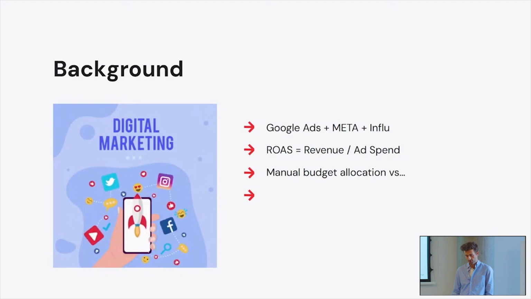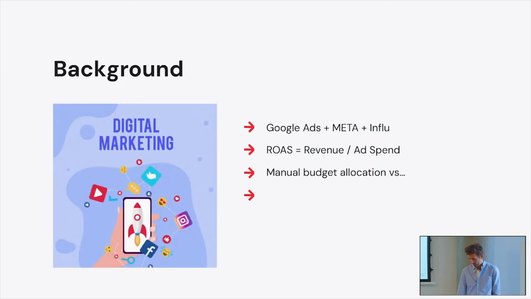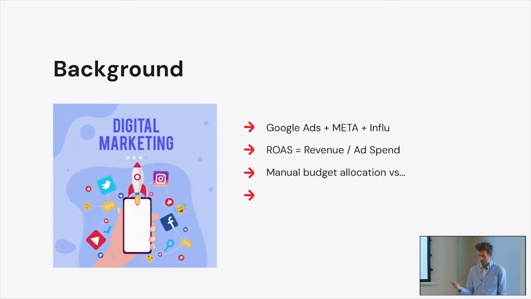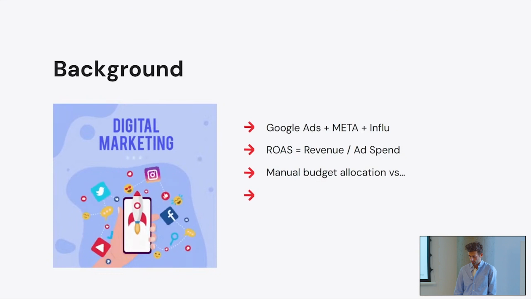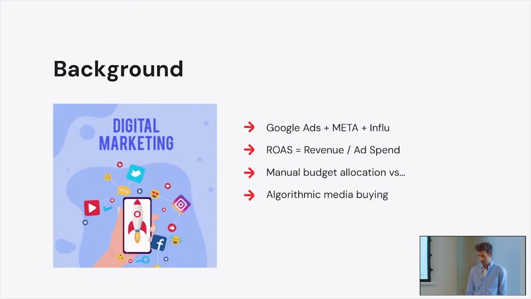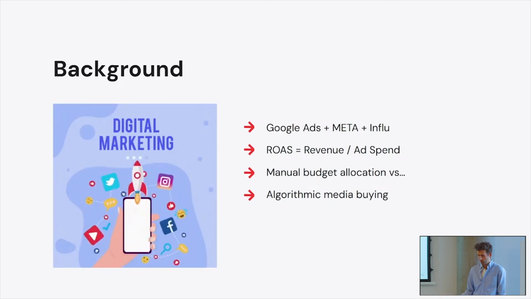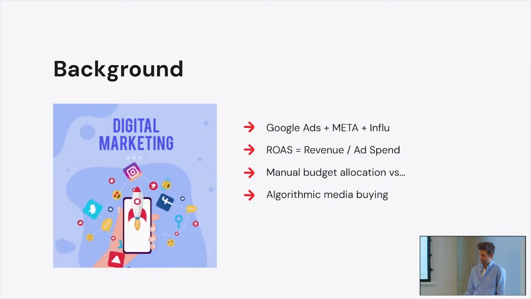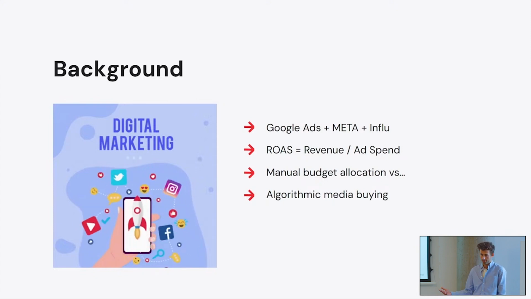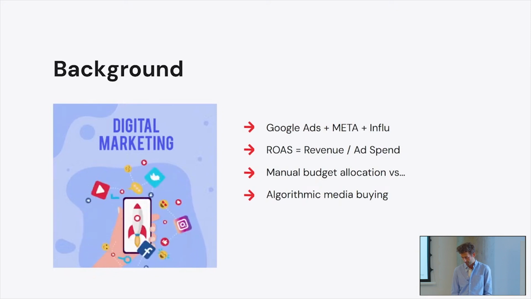So we as humans look at ROAS and decide where our money will go. So how much we put into Google, how much into Meta, and which influencers we are going to invest in. But part of this is beyond our direct control because Meta and Google are run by algorithms. So we just set a goal for an algorithm, and the algorithm will do its job relentlessly and ruthlessly.